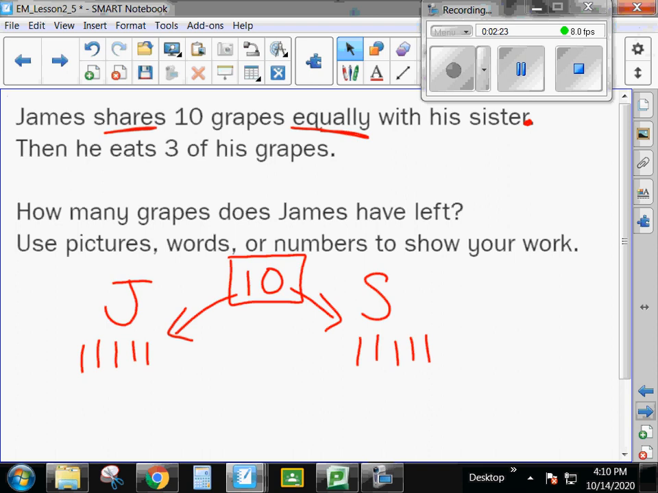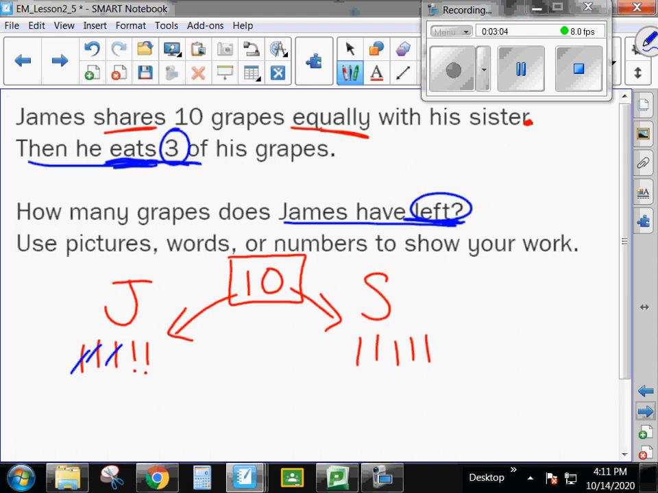It says, then he eats 3 of his grapes. Now, if he eats 3 of his grapes, what kind of math am I doing? I'm subtracting them, right? So of his grapes, it doesn't say anything about his sister's. He eats 3 of his. So the question is, how many grapes does James have left? And we talked about how when you see that word left in a word problem, you know that you had done some subtraction. All right, so here's this picture of what happened. First of all, I can answer this question already, right? How many grapes does James have left? Well, I can look at it and I can see that James has 2 grapes left.